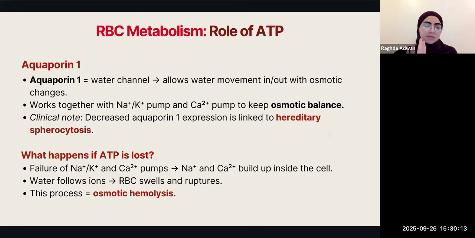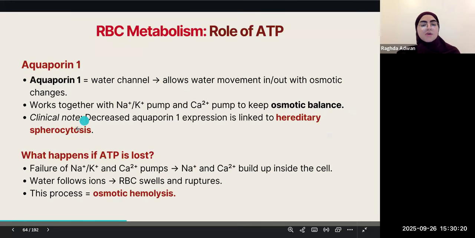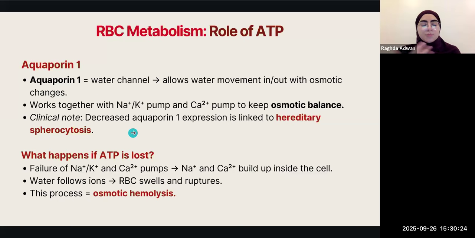And it works with potassium, sodium, and calcium to maintain osmotic balance. Another important note about hereditary spherocytosis: you also might have an abnormality in aquaporin 1, which adds to the problems they already have in hereditary spherocytosis. So, with that being said, we said ATP does all of these things.